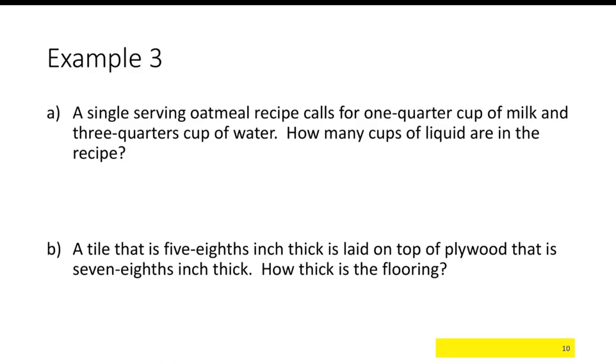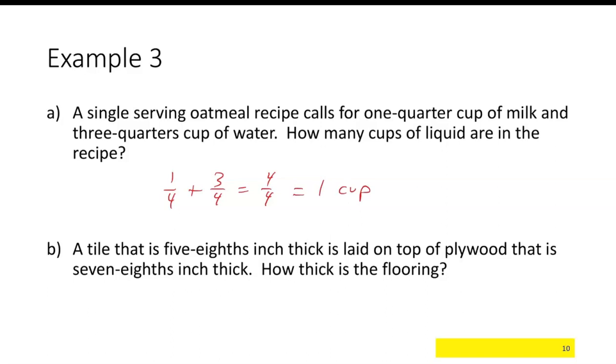A single serving of oatmeal recipe calls for 1/4 cup of milk and 3/4 cups of water. How many cups of liquid are in the recipe? Well, there's 1/4 of a cup of milk and 3/4 cups of water. That comes out to be 1 + 3, or 4/4, or 1 cup of liquid.